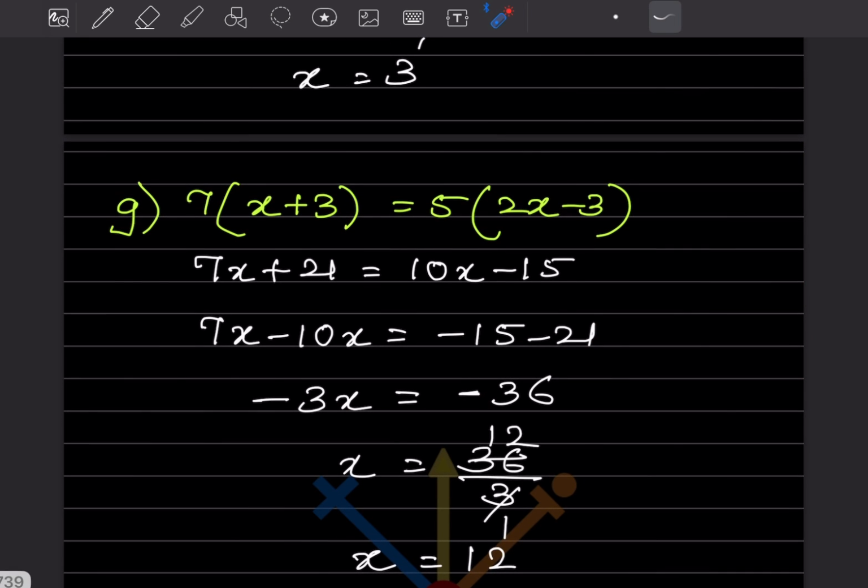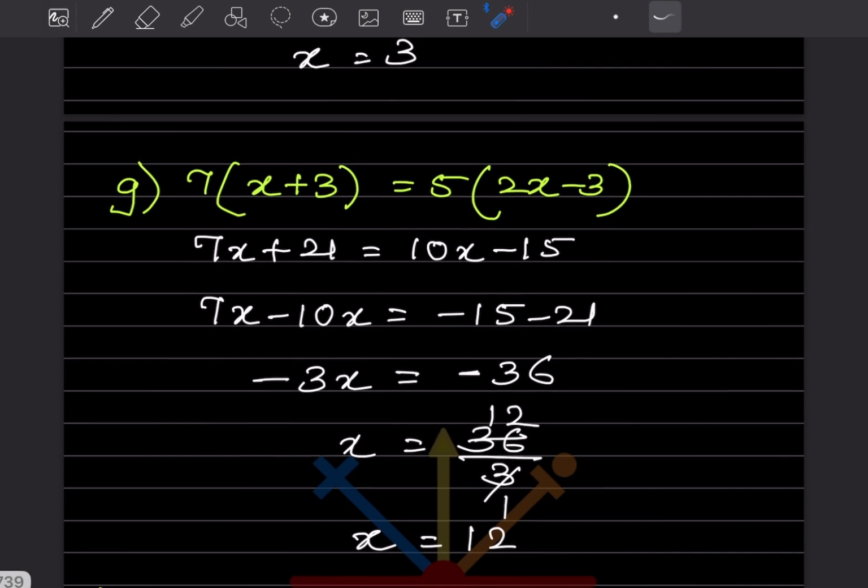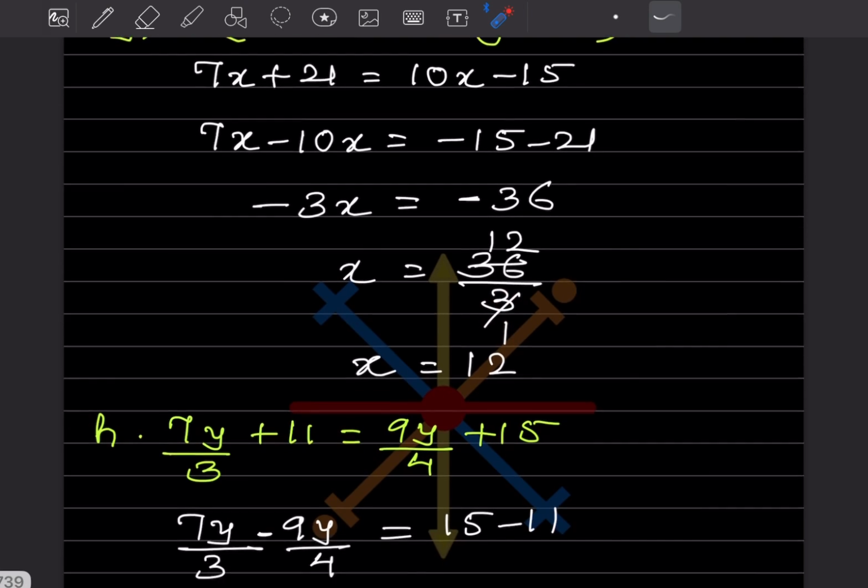Now you can see both sides are negative, so we can cancel out. Or, if you are confused with this step, you can also do it like this: x will be minus 36 divided by minus 3, and whenever minus divided by minus, it is always plus. Anyway, you can do it this way, or you can directly cancel out over here. So x will be 36 over 3, which is x is 12.